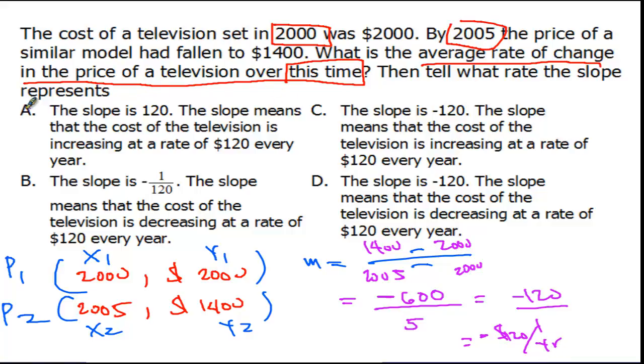So, okay, we can't choose A, we can't choose B. So it's either C or D. Now, if the slope is negative 120, it means that the cost should be decreasing, but it says here increasing, so we can cross out C now. The slope is negative 120, so the slope means the cost of the TV is decreasing at a rate of 120 per year. So in this case, D will be our correct answer.